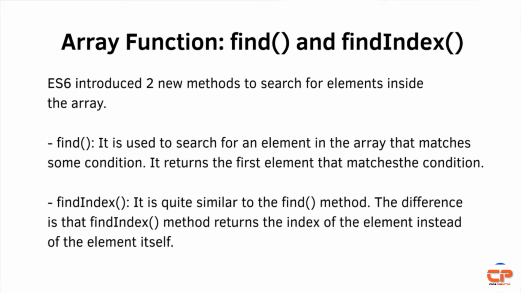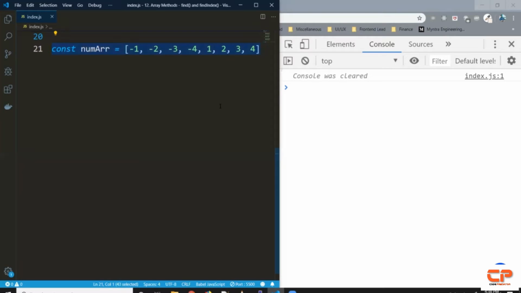The findIndex method is quite similar to the find method. The difference is that the findIndex method returns the index of the element instead of the element itself. Let's try an example to understand these better. Let's say we've got this number array and we've got some numbers inside it. Say we wanted to check whether this array has an even number or not.